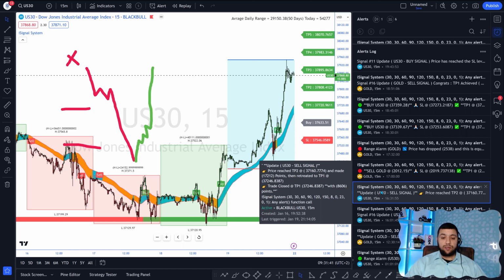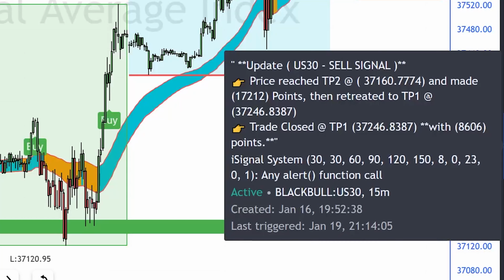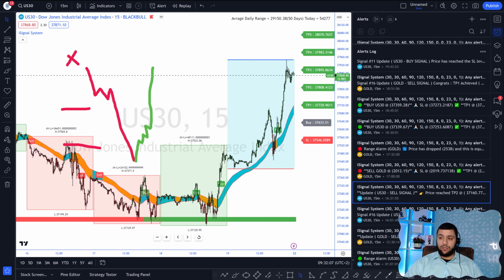I made 172 points. Then retreated to TB1 at 37,246. So it did go back up to TB1. Remember the previous signal, it said move your stop loss to TB1. So your stop loss right now is at TB1. So it says trade closed at TB1 at 37,246 with 86 points. You got this point? Okay, guys.